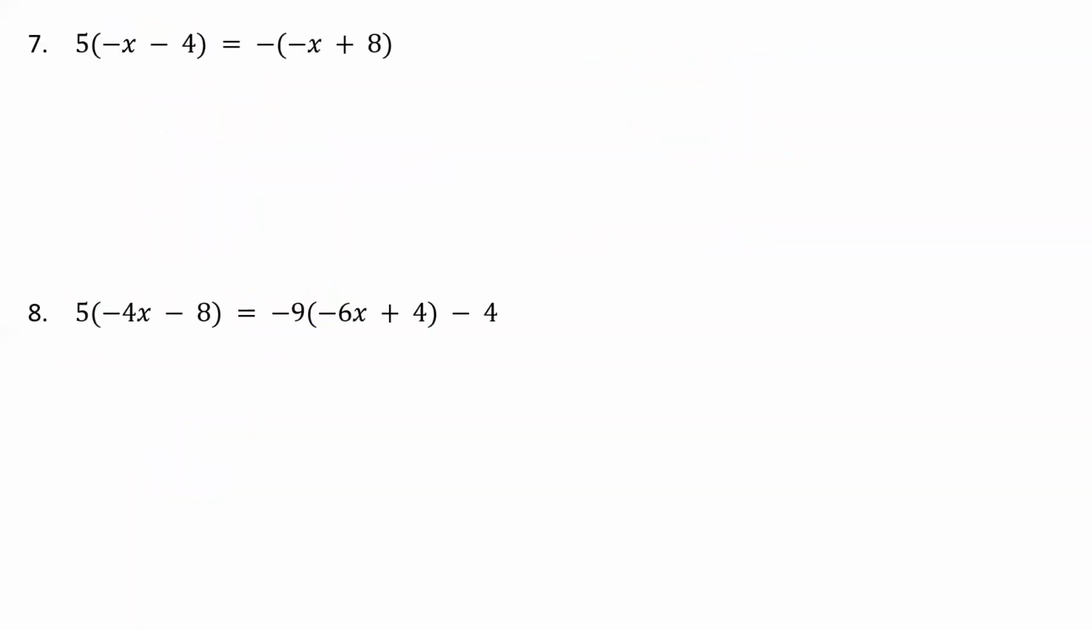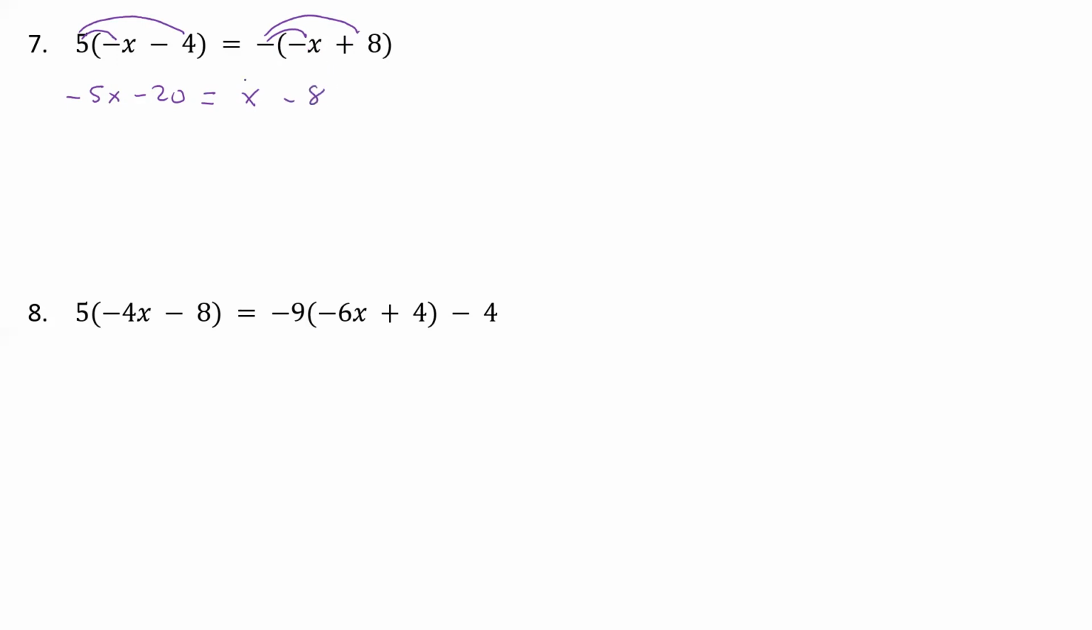All right, so our last two. How about we go ahead and distribute here and distribute here. So 5 times a negative x, that's a negative 5x. 5 times a negative 4, negative 20. Negative times a negative is positive, so we have x. Negative times a positive is negative, so we have negative 8.